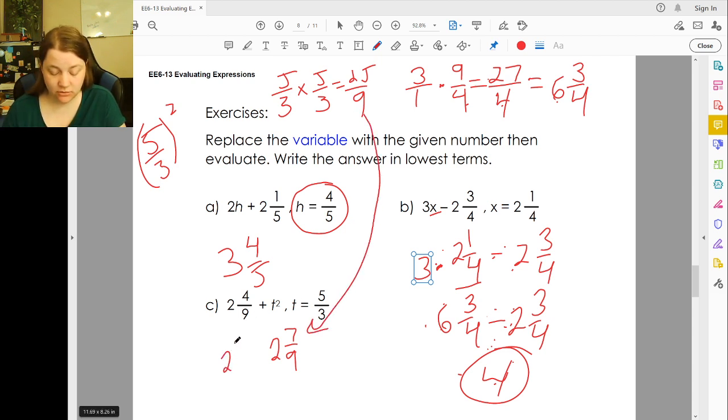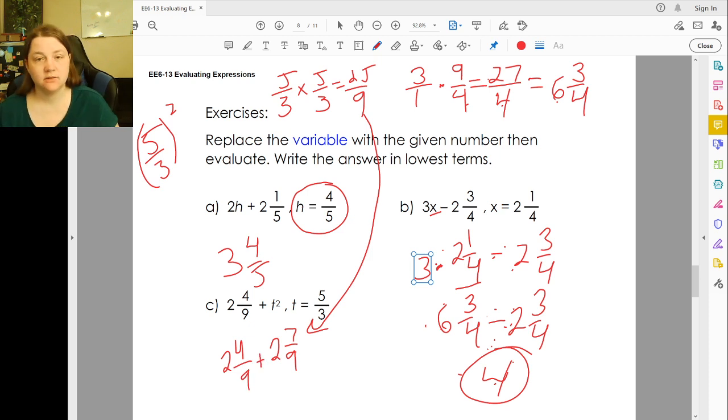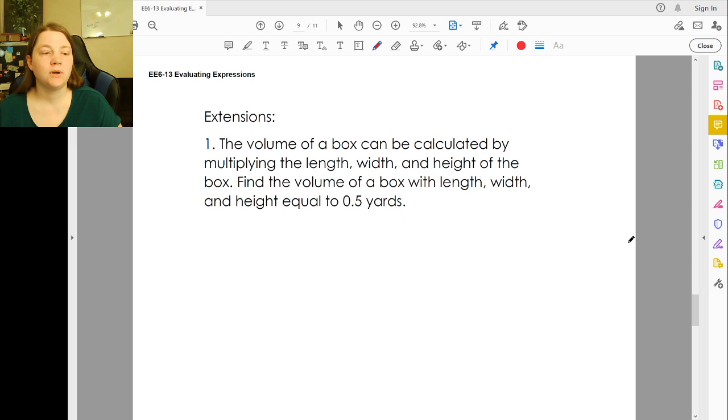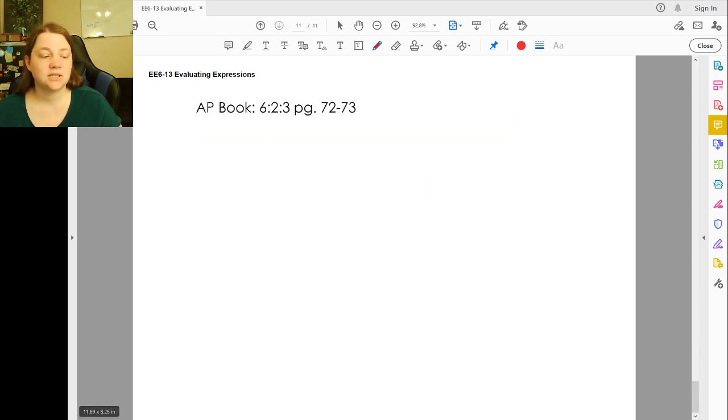I want to take that 2 4/9 and add it to 2 7/9. So I know that 2 plus 2 is 4. 4 plus 7 is 11. 9 is the denominator. Now, 11 over 9, that's improper. So I'm going to take 9 out of there and put it into one whole. That means 5 wholes and 2/9 is my final answer. The important thing when you're looking at these kinds of problems is just to take your time and remember the rules for operations with decimals and with fractions.